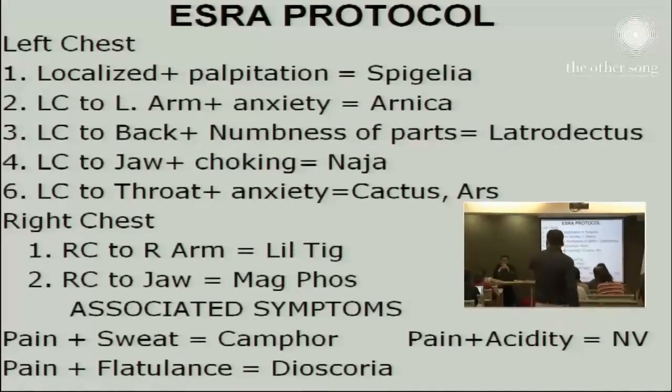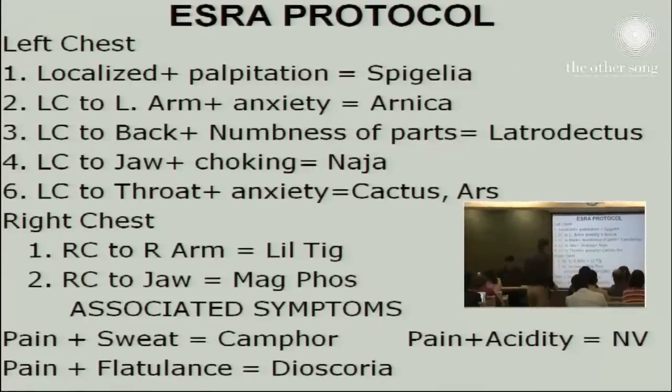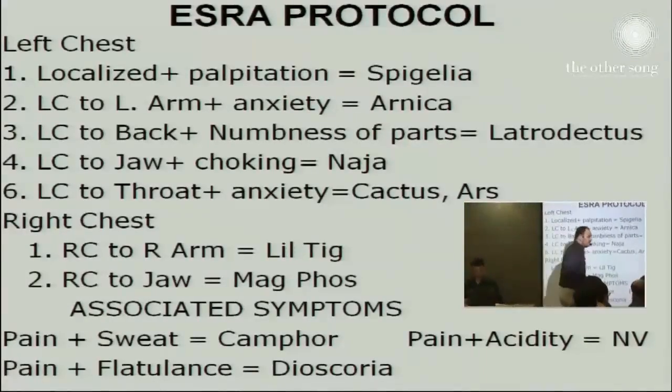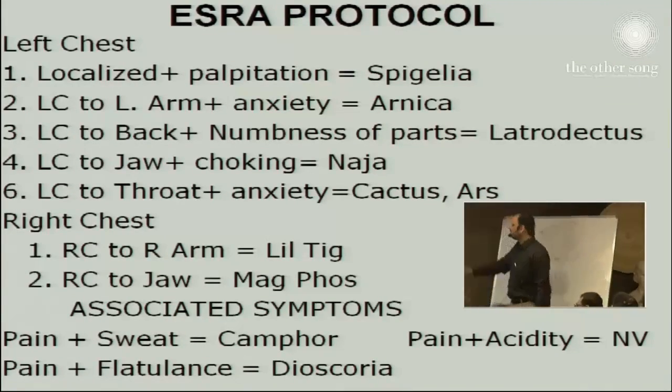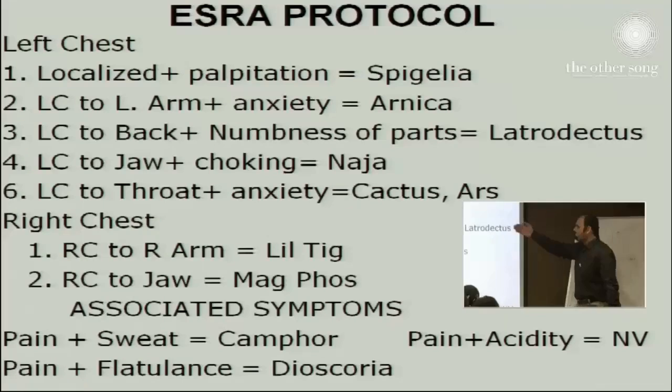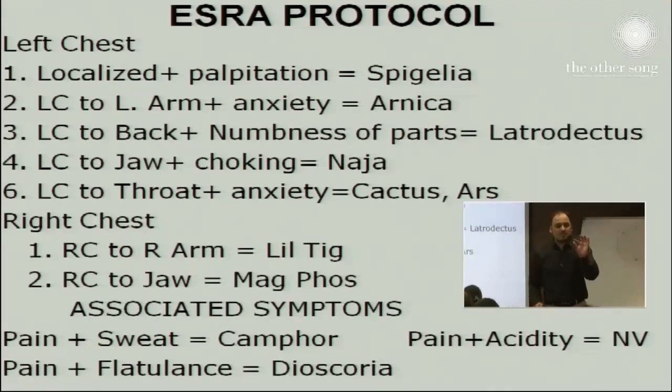Everything is written in my book. But now people take a photograph and start using it. In all the 10 books, one or the other has it written. I've got 10 books. Left chest to left arm with anxiety, Arnica. Left chest to back, people with posterior vessel disease.